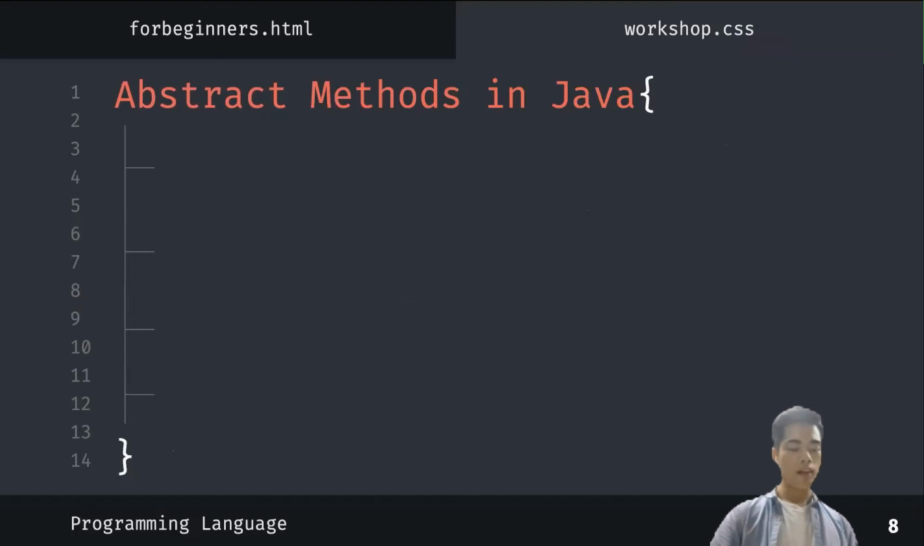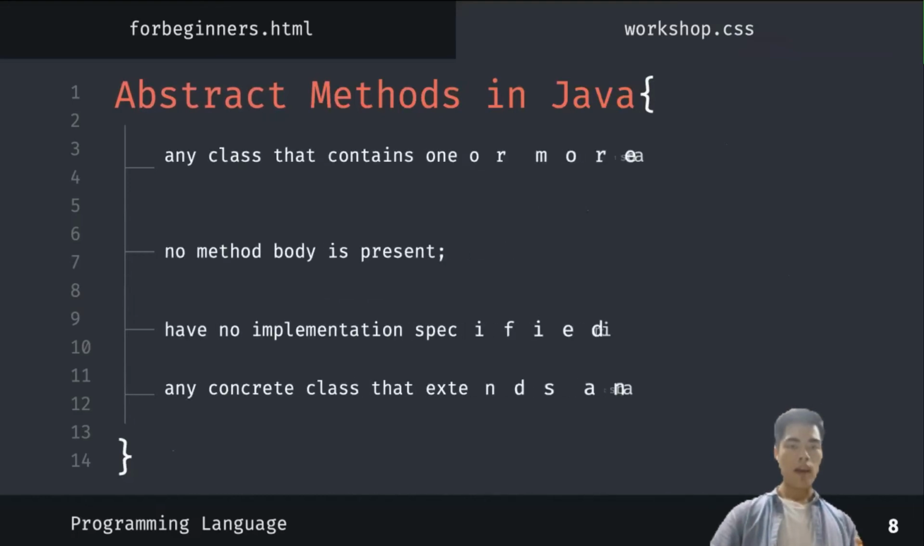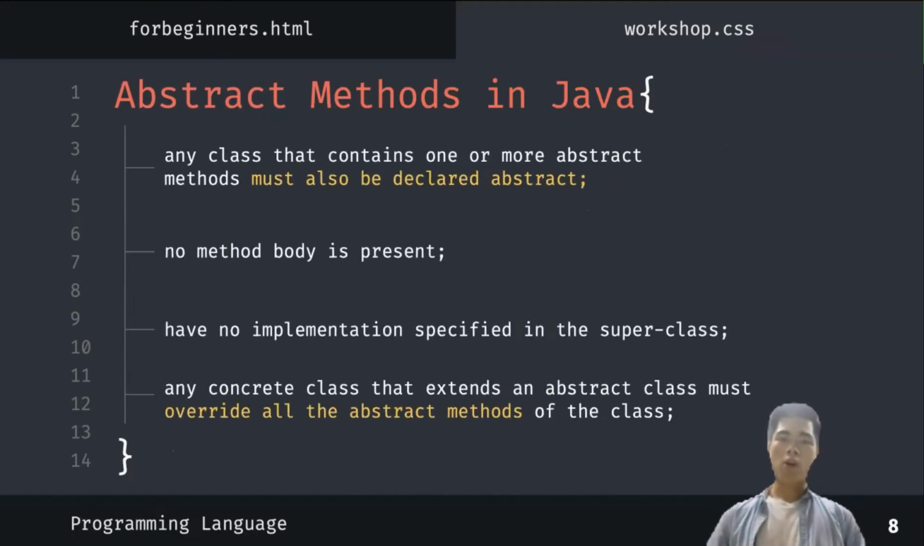About abstract methods. Any class that contains one or more abstract methods must also be declared as abstract. No method body is present. Any concrete class that extends an abstract class must override all the abstract methods in the class. These methods are sometimes referred to as subclasser responsibilities, because they have no implementations specified in the superclass.